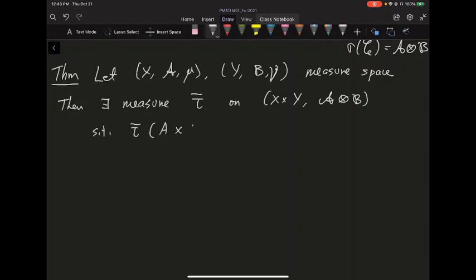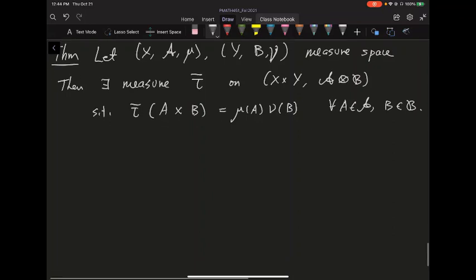So you have tau bar of A cross B equals mu of A, nu of B, for every A inside the sigma algebra A, B inside the sigma algebra B. So this tau bar is really just the Carathéodory extension of the pre-measure tau restricted on the sigma algebra generated by the algebra C, which is equal to A cross B. So there's nothing really to prove here. We already proved all the hard part. We already proved tau is a pre-measure, so do the Carathéodory and the theorem should follow.